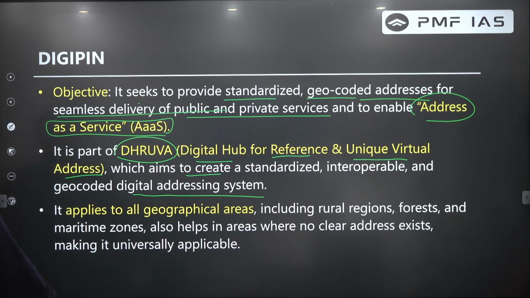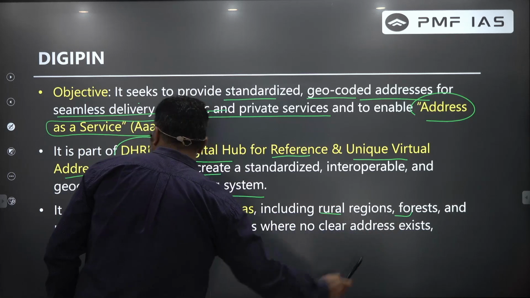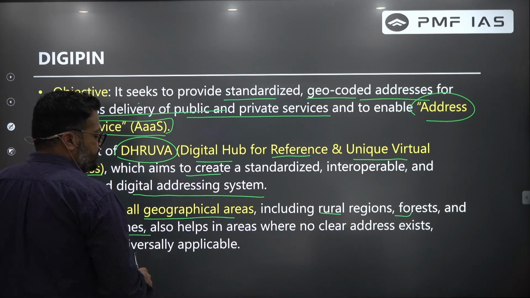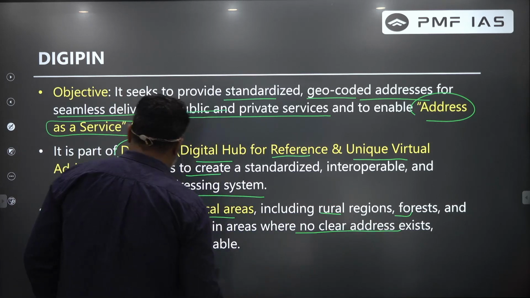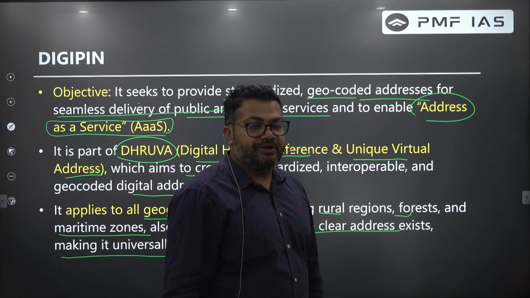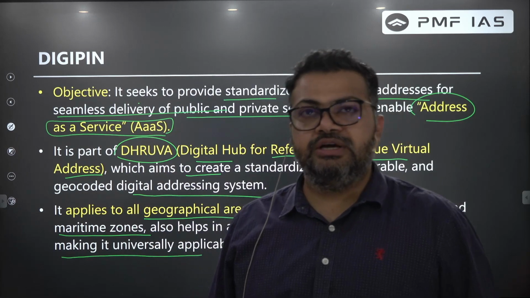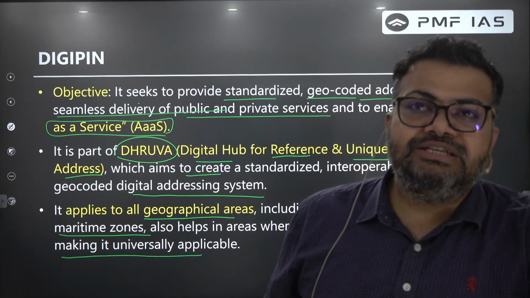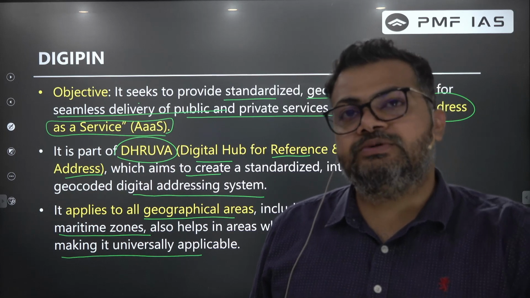It applies to all the geographical areas of the country, including the rural areas, forest areas, and even maritime zones of the country. It also helps in areas where no clear addresses exist, making it universally applicable. So wherever the address is not clearly mentioned and the postman struggles to reach your house, with the help of DigiPin, there would not be any possibility of failure. So this is the purpose of having the DigiPin.